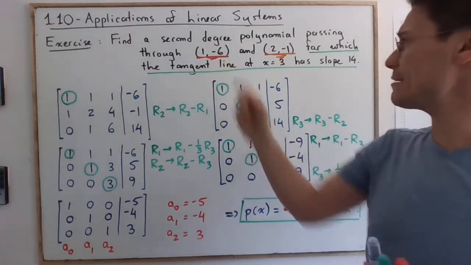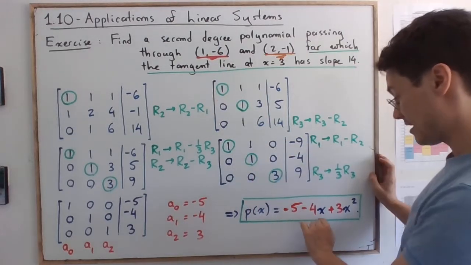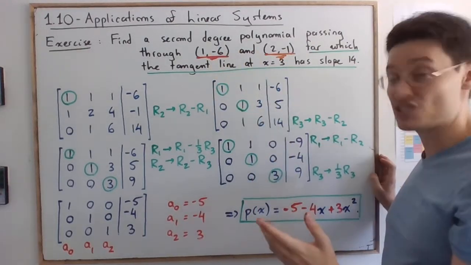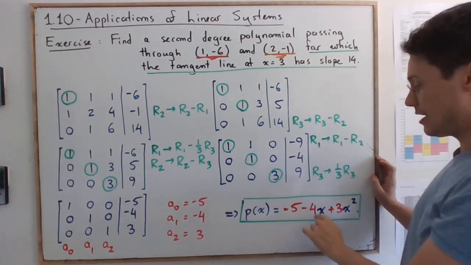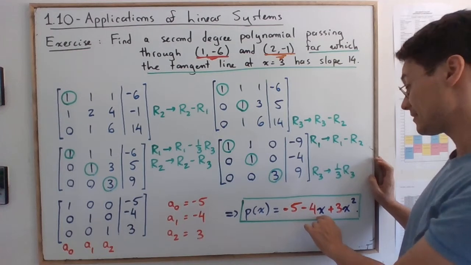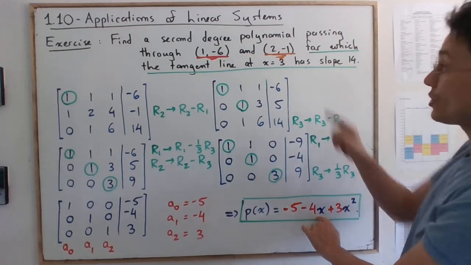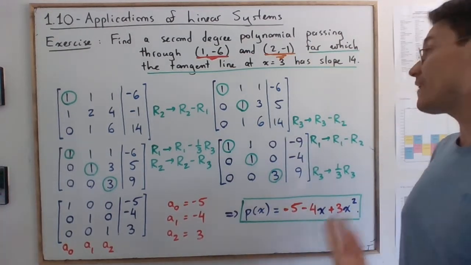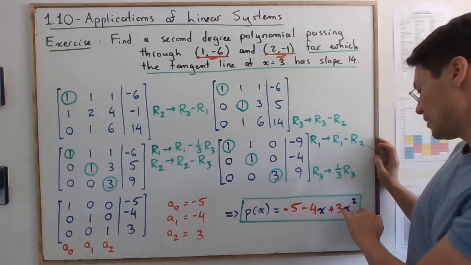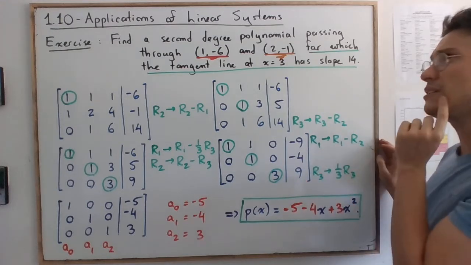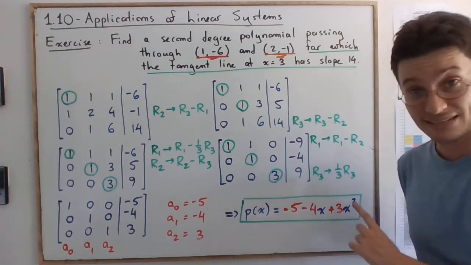Actually, let's just try to check them very quickly. If you replace x by 1, what do you get? Negative 9 plus 3, negative 6. This is checked. If you replace 2, this involves a little bit more mental math. You'll get negative 5 minus 8, so negative 13. And this will give you plus 12. So that's it. You get your negative 1. And finally, the derivative, a little bit more tricky. So negative 4 plus 6 times 3. So 6 times 3, what does it give you? It gives you 18. 18 minus 4, 14. You're good to go. This is the answer.